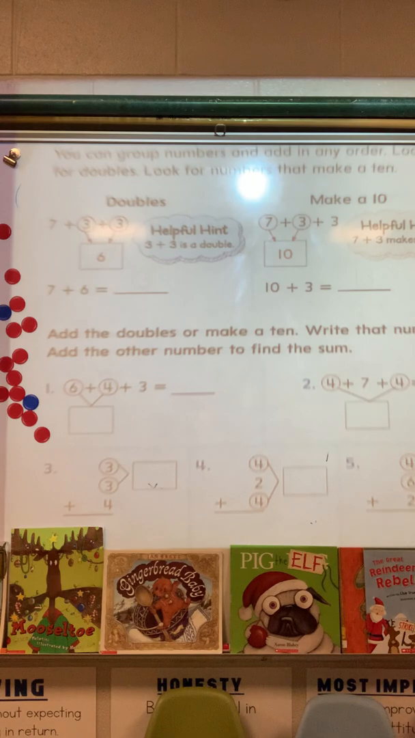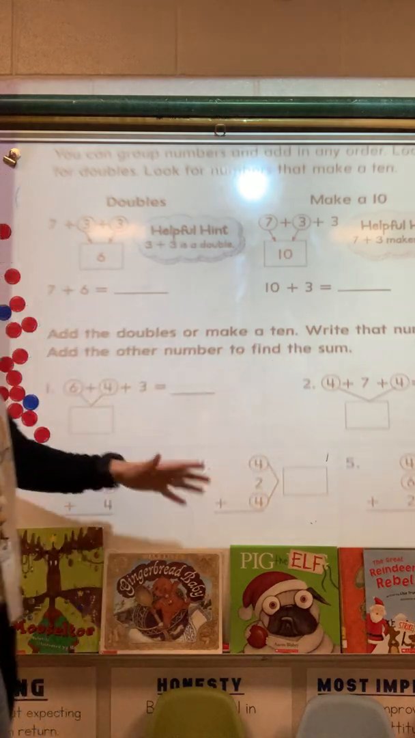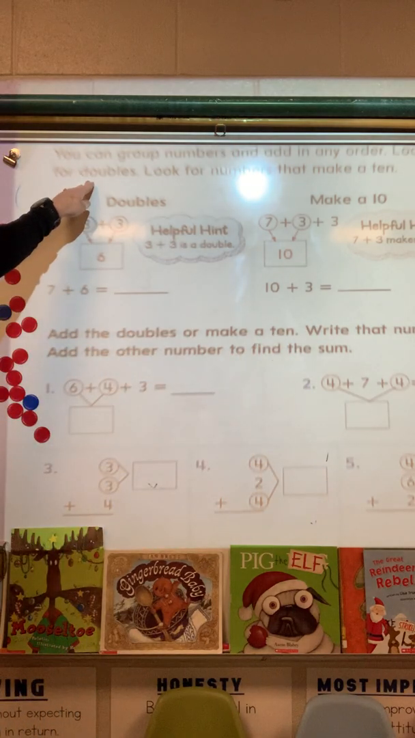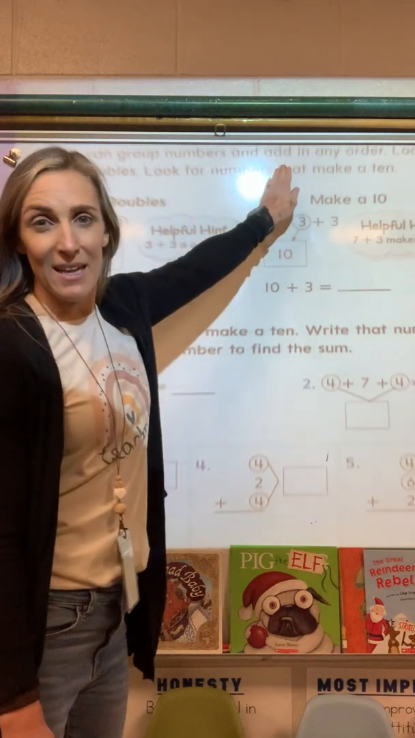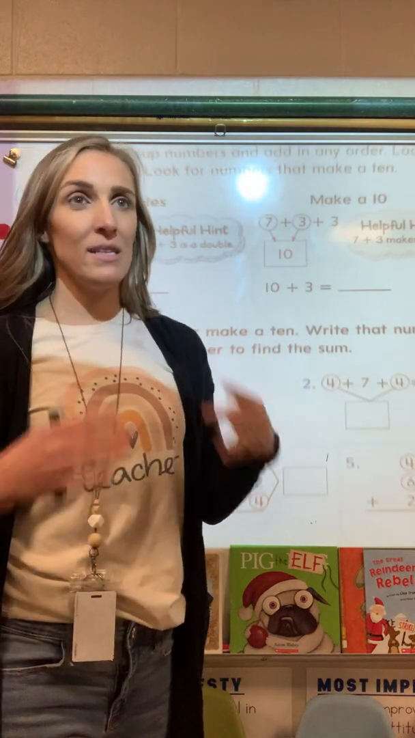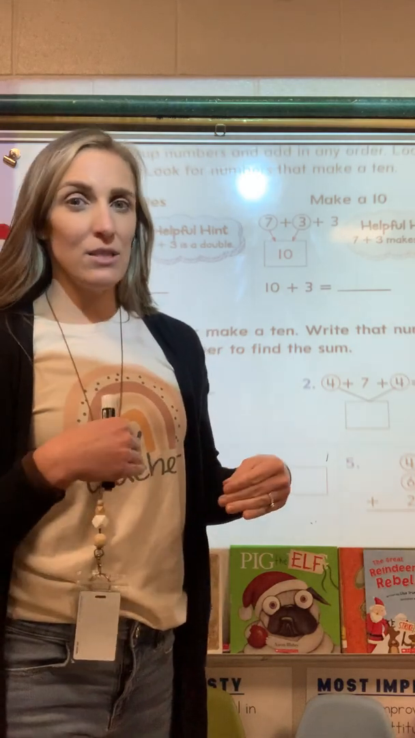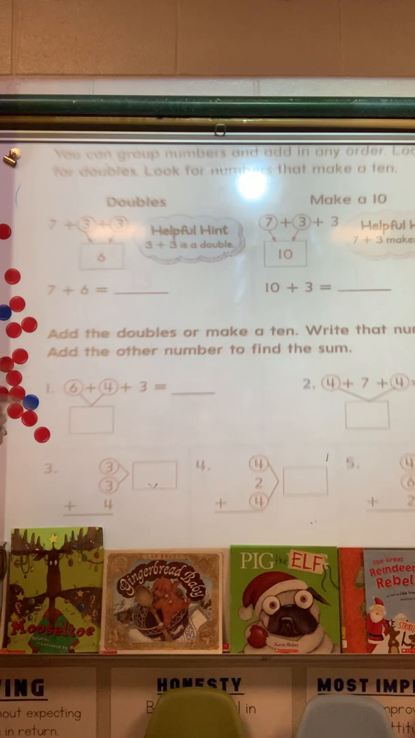Okay, at the top, the directions say, you can group numbers and add in any order. Look for doubles or look for numbers that make 10. There's that skill that I told you that I like. I like to look for 2 numbers that make 10 because it's a lot easier to add a number to 10 than it is to a smaller number. So let's take a look.